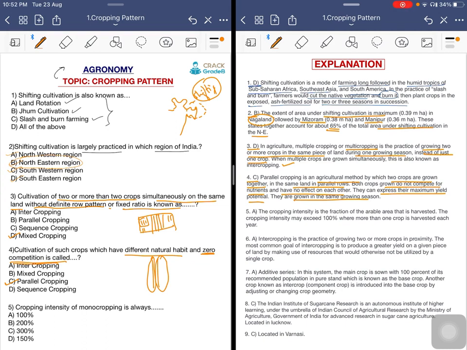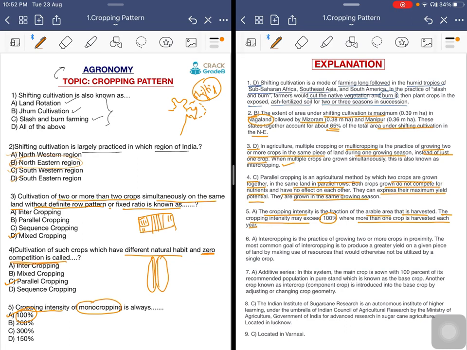The next question: the cropping intensity of monocropping is always. The answer is A, that is 100%. Let me give the definition of cropping intensity. The cropping intensity is the fraction of the arable area that is harvested. The cropping intensity may exceed 100% when more than one crop is harvested in each season.